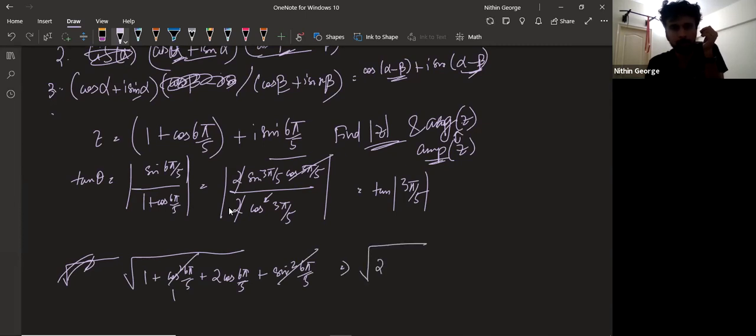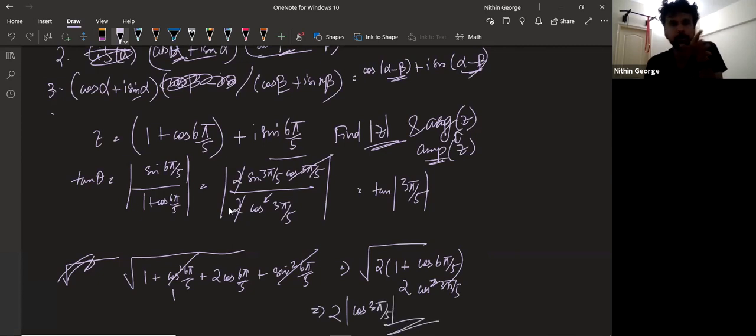So you get 2 into 1 plus cos 6 pi by 5. And we just found that 1 plus cos 6 pi by 5 can be written as 2 cos square 3 pi by 5. So this answer would be 2 mod cos 3 pi by 5. Okay, this is what you get. Now, this is for mod z, but leave that. We are looking at theta here. So what is the value of theta here? Tan theta equal to tan mod 3 pi by 5.